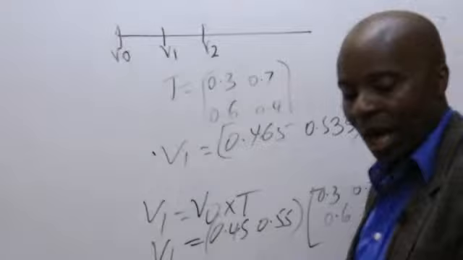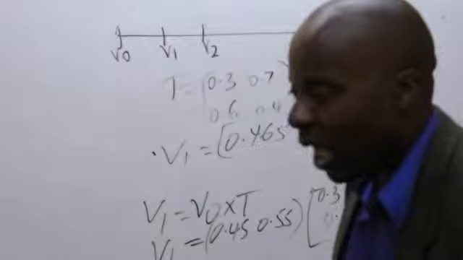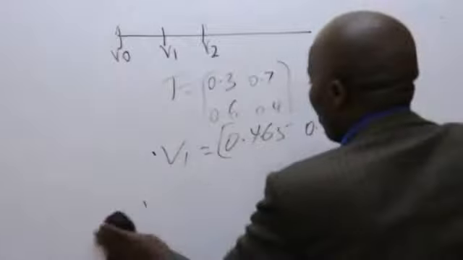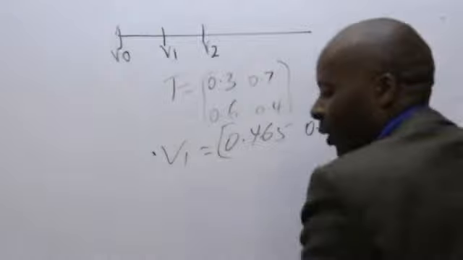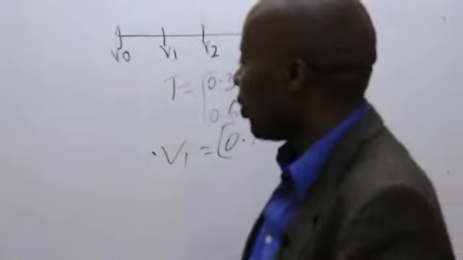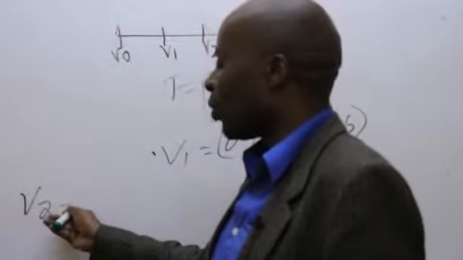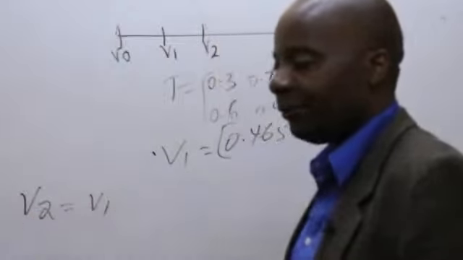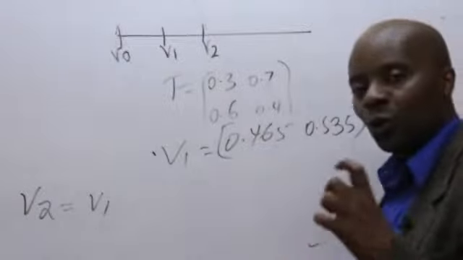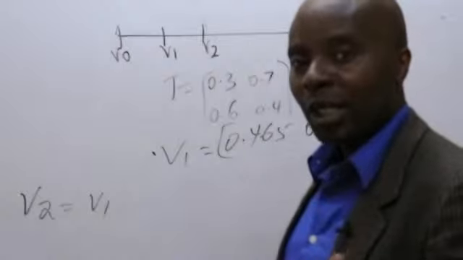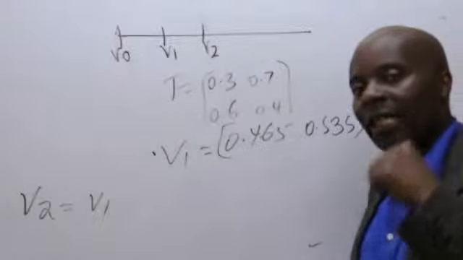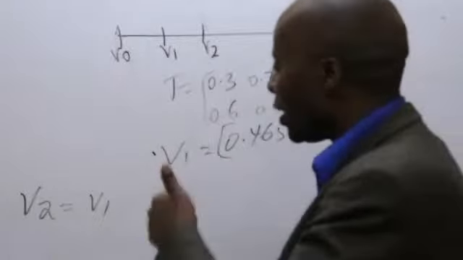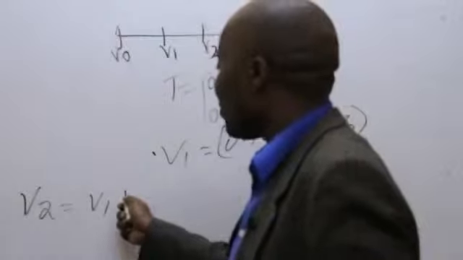Now, having gotten vector 1, we can very easily, comfortably go to vector 2. How do we get vector 2? Vector 2 can only be born from vector 1. What we need to do is to transition, to change vector 1. So we take vector 1 times T, the transitioning factor, like that.